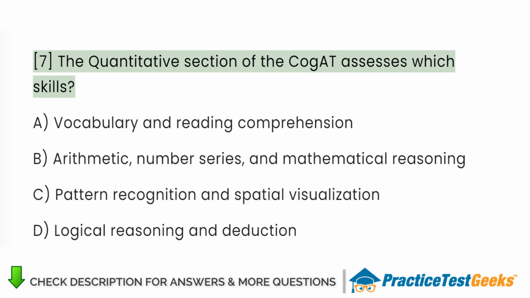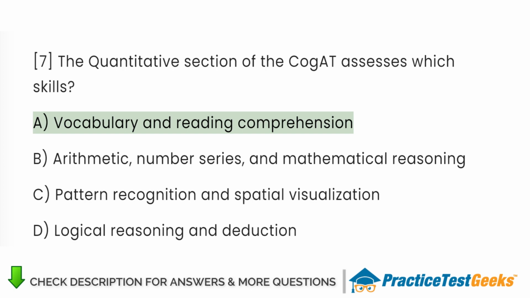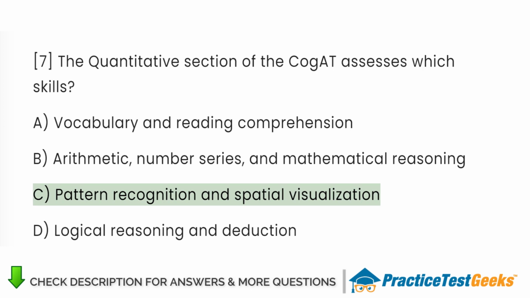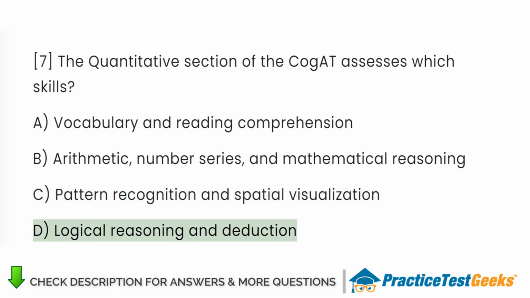The quantitative section of the CogAT assesses which skills? A. Vocabulary and reading comprehension. B. Arithmetic, number series, and mathematical reasoning. C. Pattern recognition and spatial visualization. D. Logical reasoning and deduction.